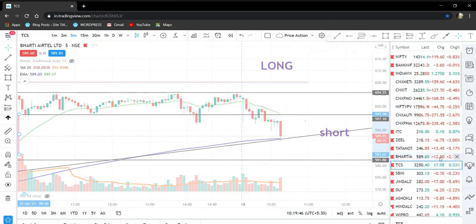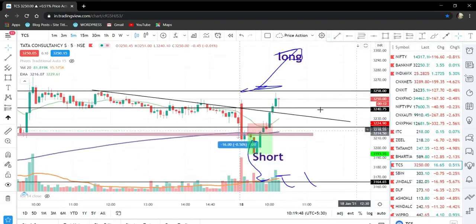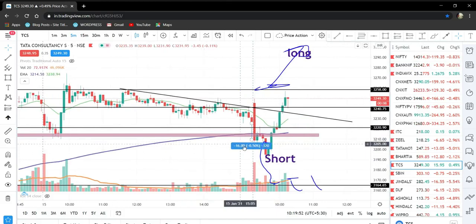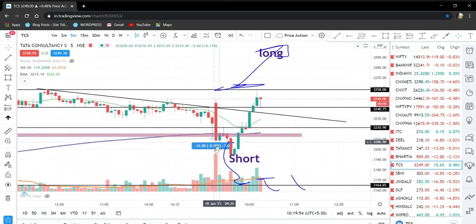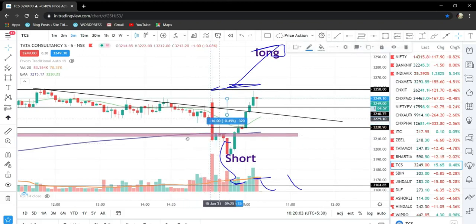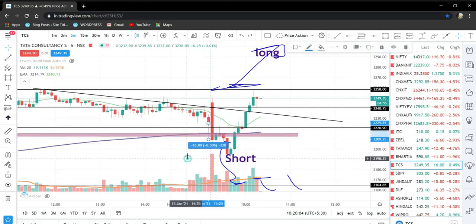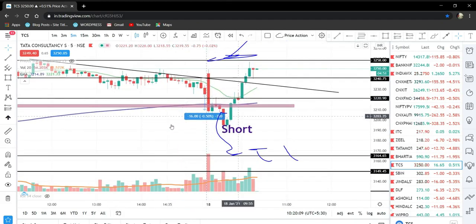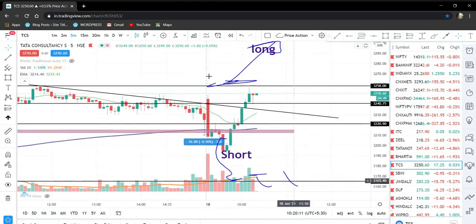The next stock is TCS. So I was a bit bearish on TCS, and TCS had broken the range, and there was a retest around this point, and then the stock went down with heavy volume. So I thought that this would have been a good shorting opportunity, but this trade did not work out, and I was wrong in this trade.